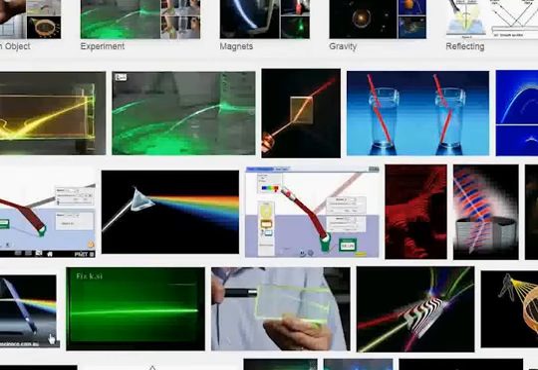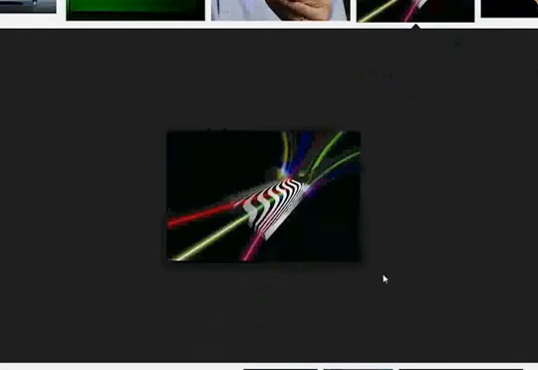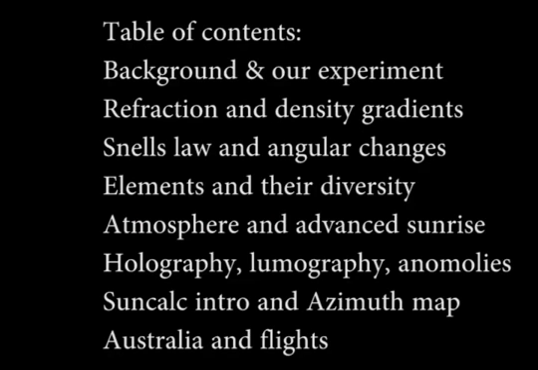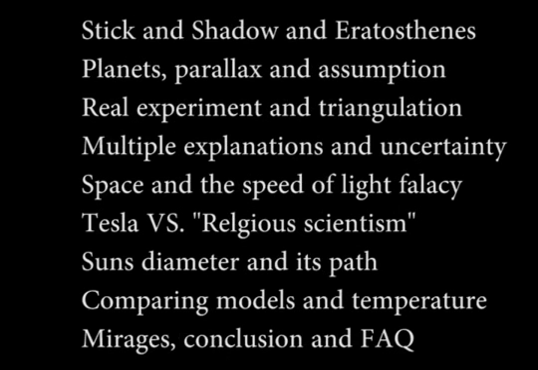in favor of it. Other topics covered will be the stratosphere, density gradients, Snell's law, Fata Morgana and mirages, Nikola Tesla, the Sun Calc website, sunsets, the azimuth equidistant map, the false math of relativity, the diameter of the sun, the moon's face, light speed fallacy, and several other topics. If you want to see specific topics, here is a table of contents. However, we recommend that you watch the entire video, especially the parts on refraction.